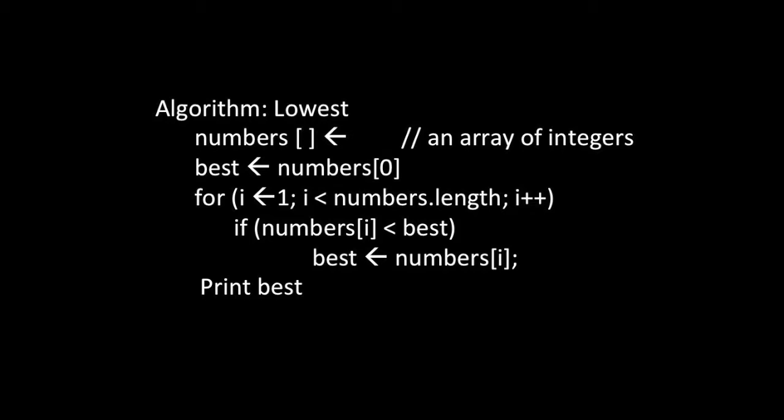If the value of the current number we're looking at is less than best, then that's our new lowest value, and I'll assign that value, number sub I, to best. And when the loop is done, I'll print best, which will be the lowest number of the entire array.